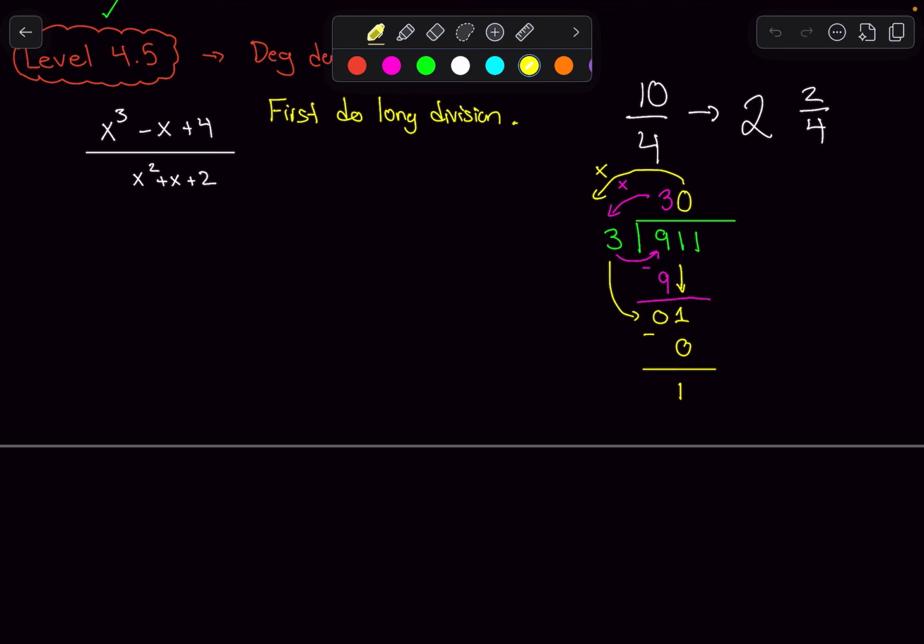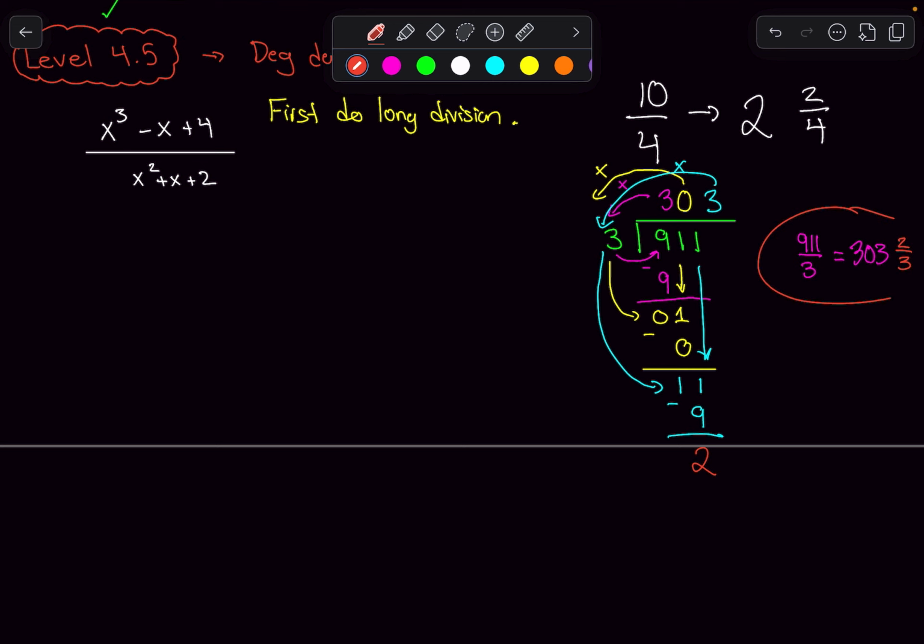And let's use a different color, 1, and then we get to bring down this next one. We say, okay, how many times does 3 go into 11? We're going to get 3. We do multiplication one more time. We get 9, subtract, and then we're left over with this number 2, and because 3 doesn't go into 2 anymore, we could just say that our final answer is that 911 divided by 3 is equal to 303. And then, what do we do with that remainder? It becomes the fraction 2/3, right? We can't divide the 3 into the 2, so we just leave it as is. And that's what we would say that this becomes.